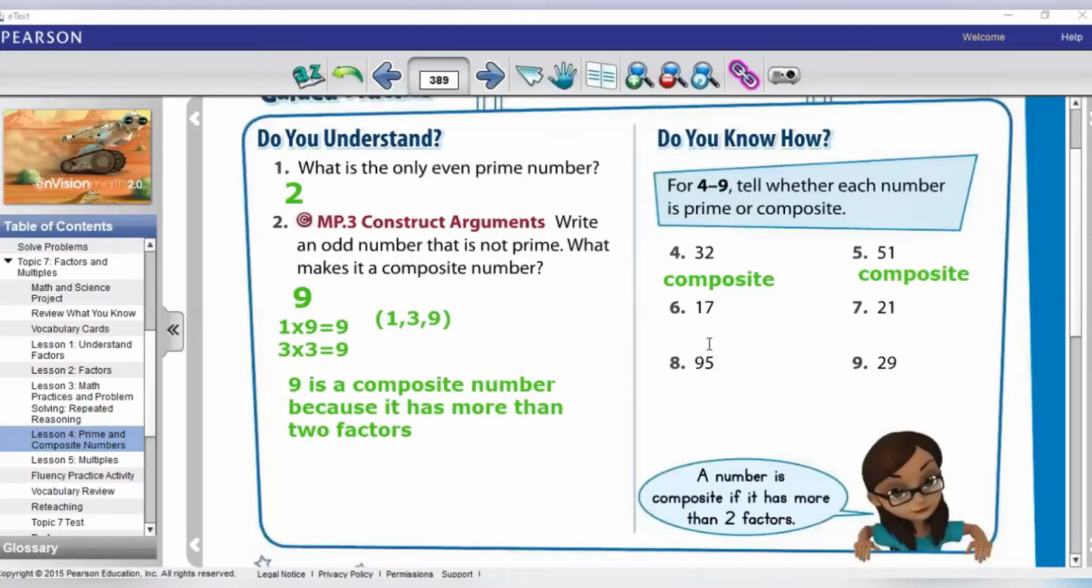17. 1 times 17 equals 17. There are no more factors, so 17 is prime. There are no more numbers that multiply together to get 17 except 1 and 17 itself. 21. 21 is divisible by 3. 3 times 7 equals 21. Since we find a factor other than 1 and the number itself, we have more than 2 factors, so the number is composite.